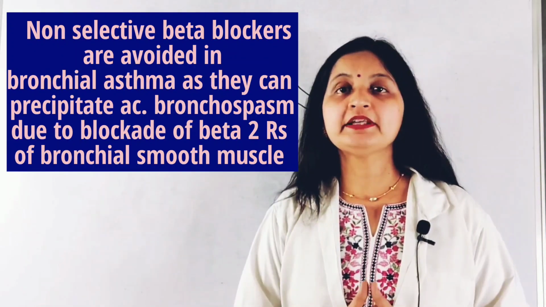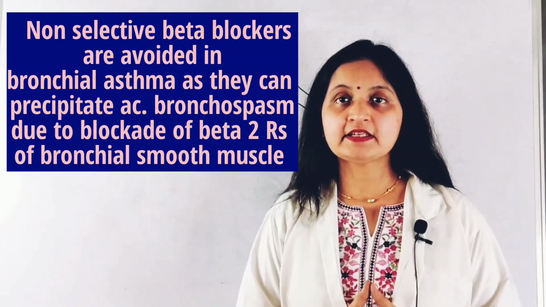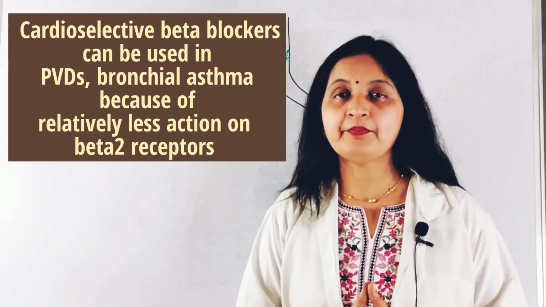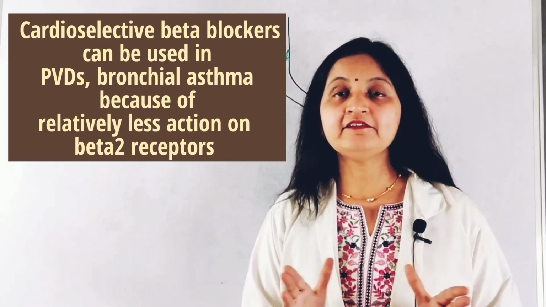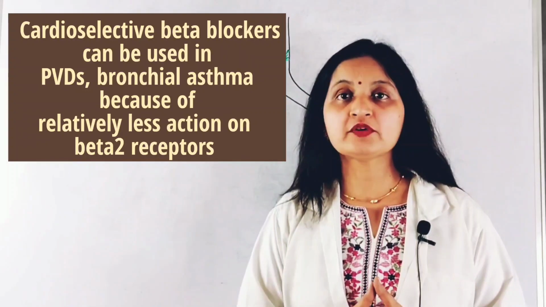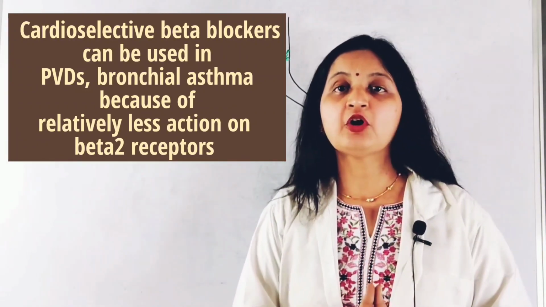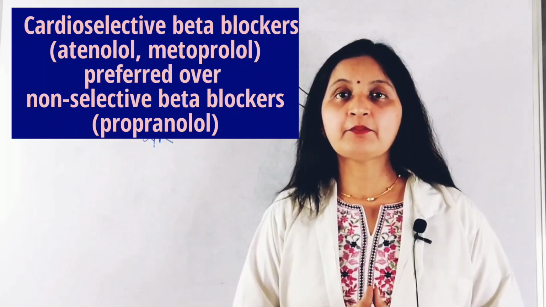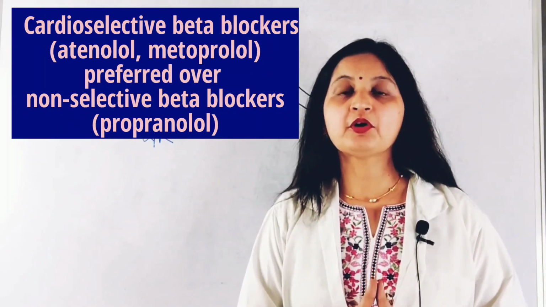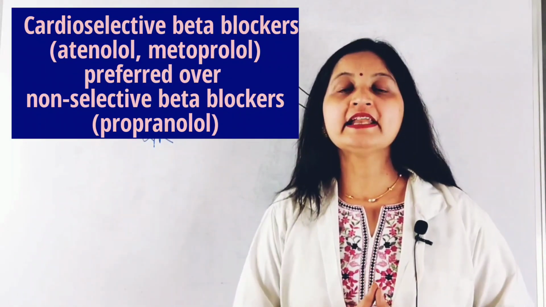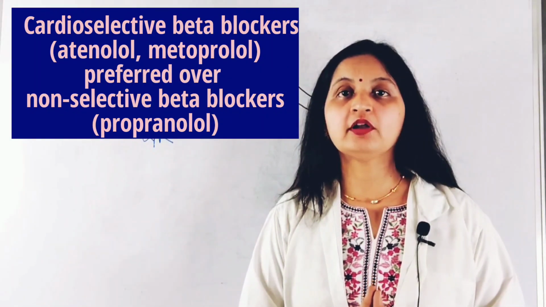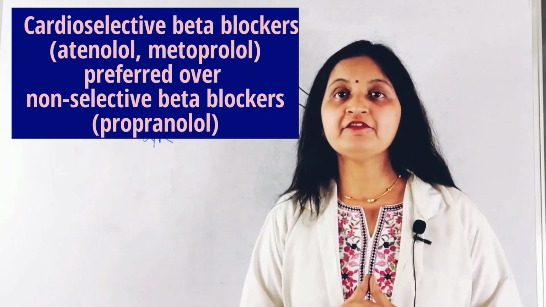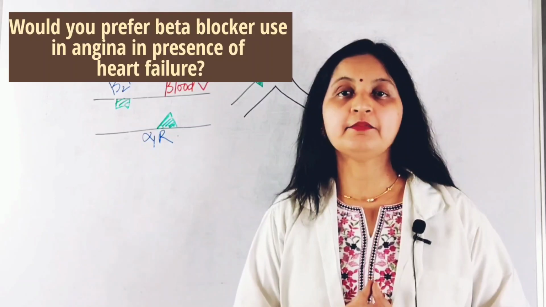Thus, non-selective beta blockers are avoided in peripheral vascular diseases and bronchial asthma, and cardioselective beta blockers are preferred because they have relatively little effect on beta-2 receptors. They have a predominant effect on the beta-1 receptors of the heart, and therefore cardioselective beta blockers such as atenolol and metoprolol are preferred over non-selective beta blockers such as propranolol in the management of angina and also in conditions such as peripheral vascular disease and bronchial asthma.